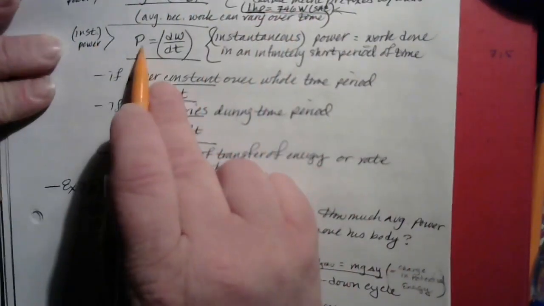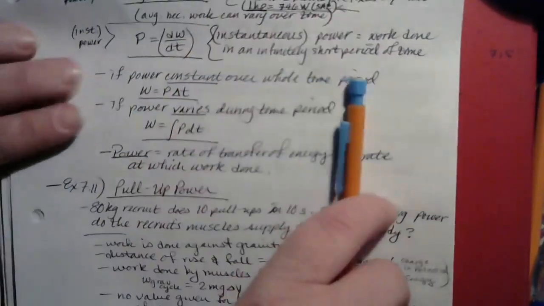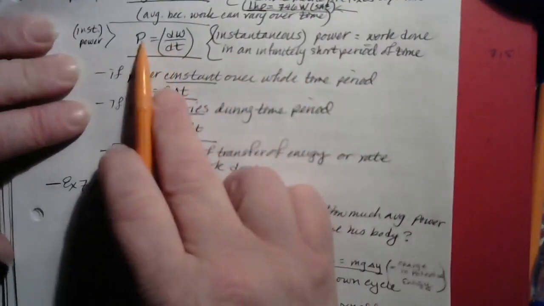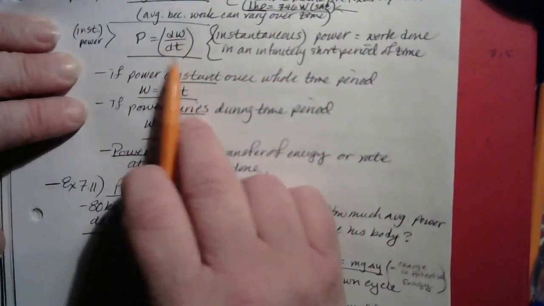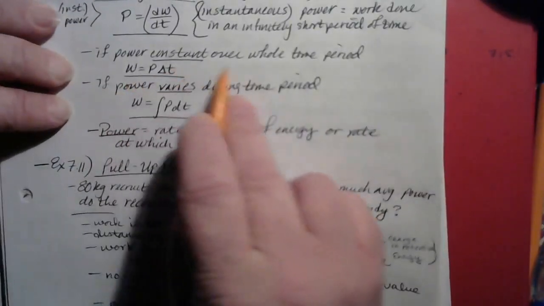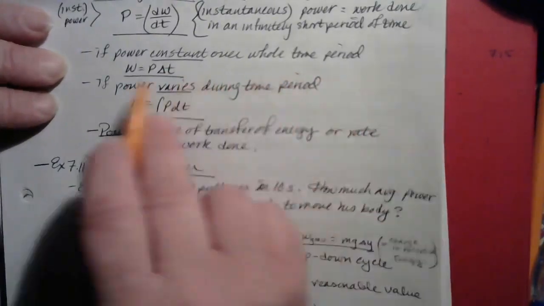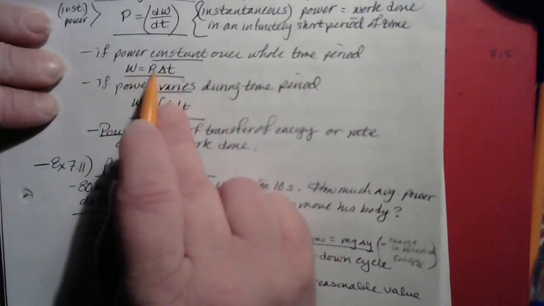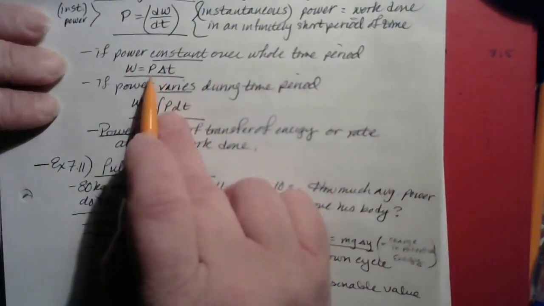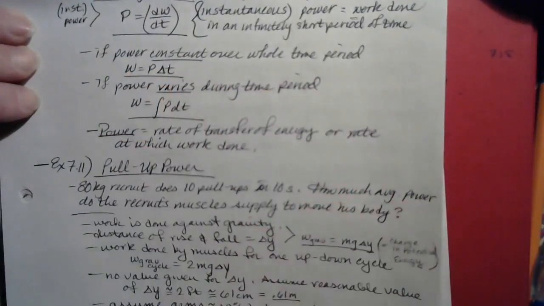This is the average power, delta W over delta T. Instantaneous power would be what you get when you look at the increment of work done over an infinitesimally small period of time. And so you could represent that as dW over dt. If power is constant over the whole period of time, then we can say that work is just power times the time period, the length of time. The time would have to be in seconds, though, remember.